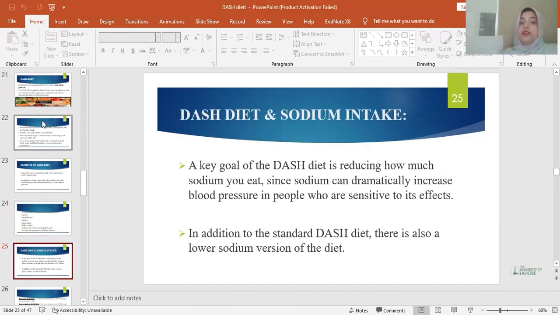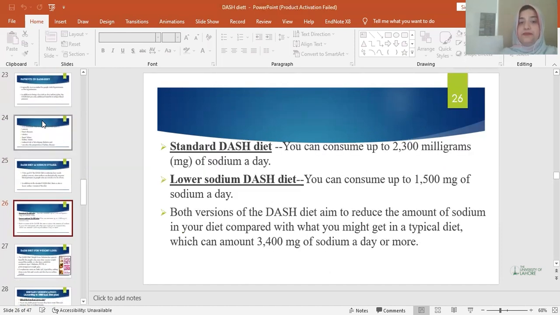DASH diet and sodium intake. A key goal of the DASH diet is reducing how much sodium you eat, since sodium can dramatically increase blood pressure in people who are sensitive to its effect. In addition to the standard DASH diet, there is also a lower sodium version of the diet. Let's have a look at the standard DASH diet and the lower sodium DASH diet.